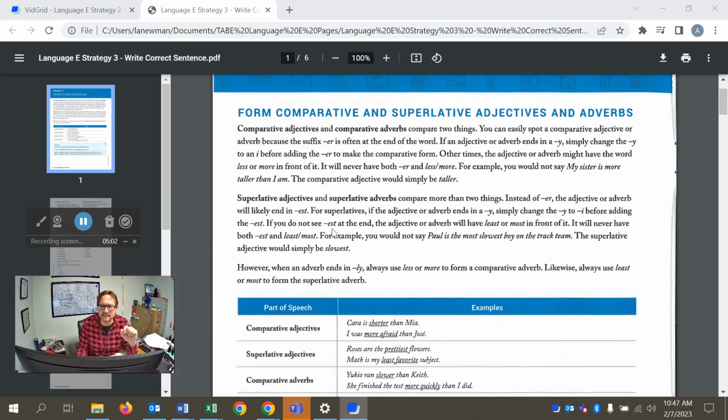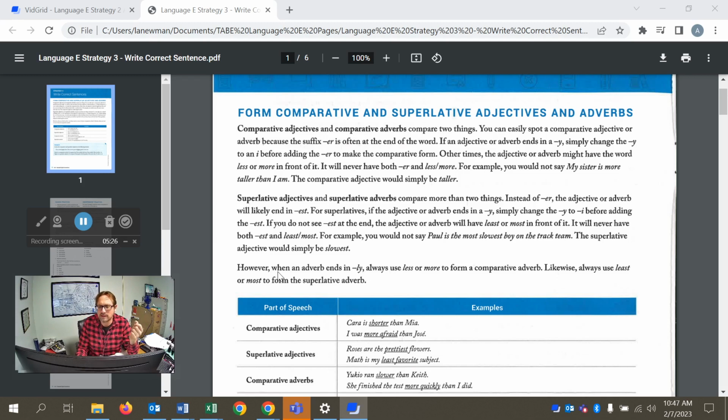If you do not see the "est" at the end, the adjective or adverb will have "least" or "most" in front of it. This is the superlative equivalent of "less" or "more." It will never have both "est" and "least" or "most." For example, you would not say, "Paul is the most slowest boy on the track team." You would say, "He is the slowest boy on the track team."